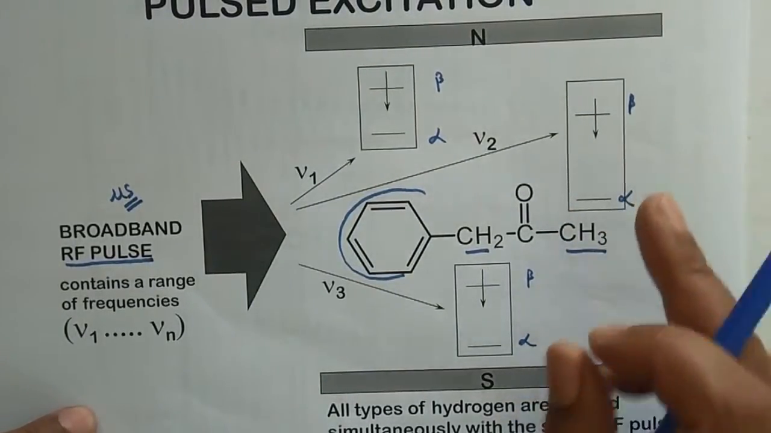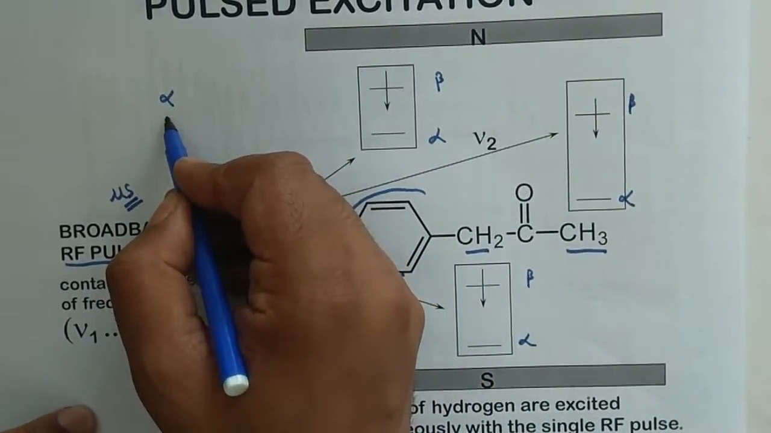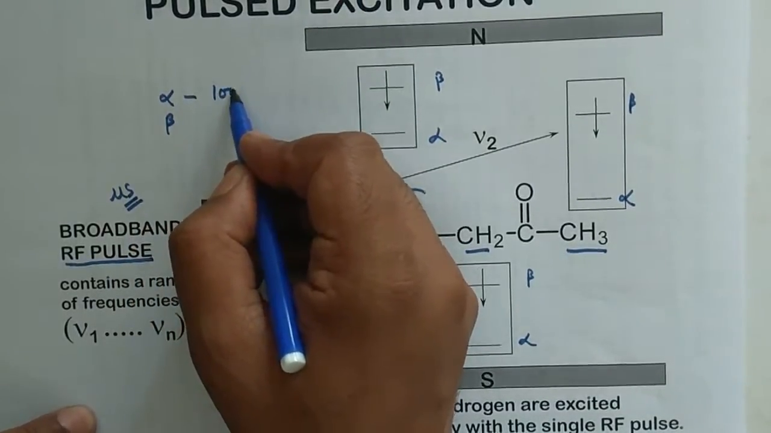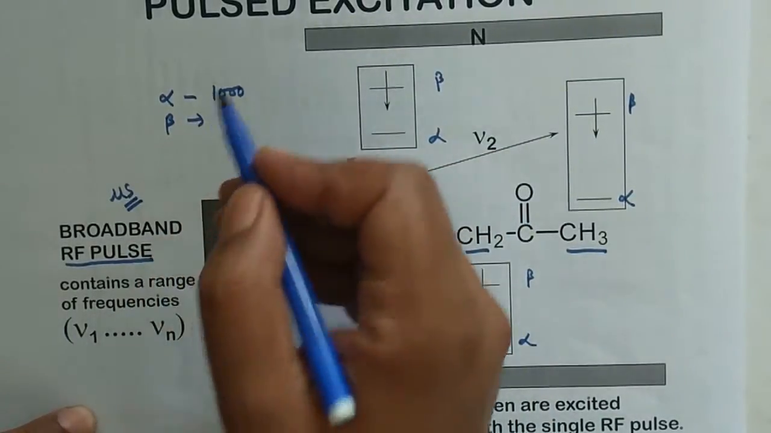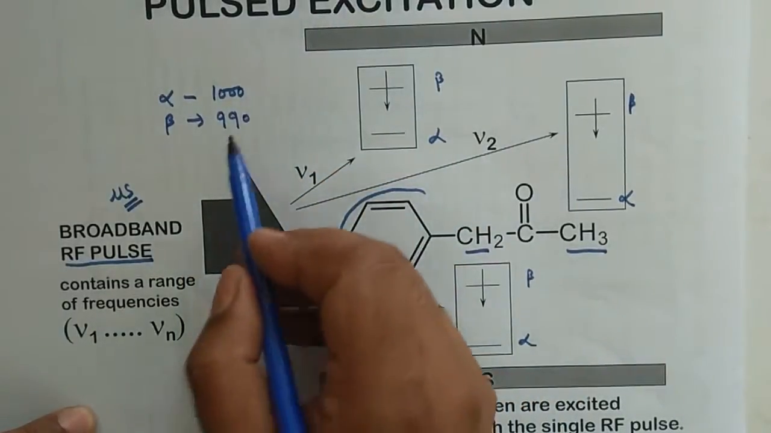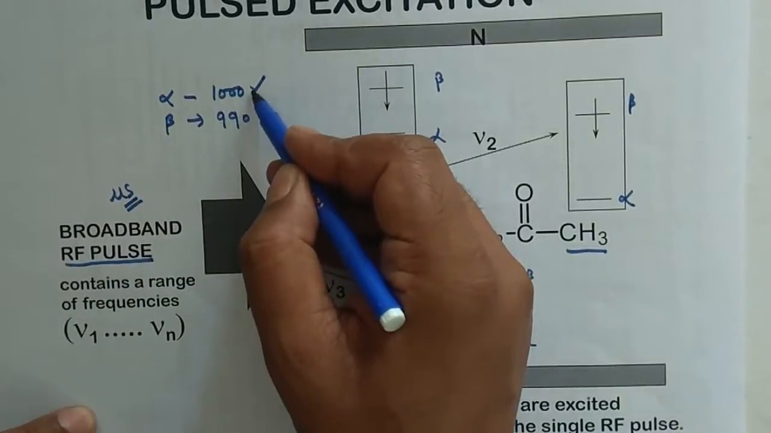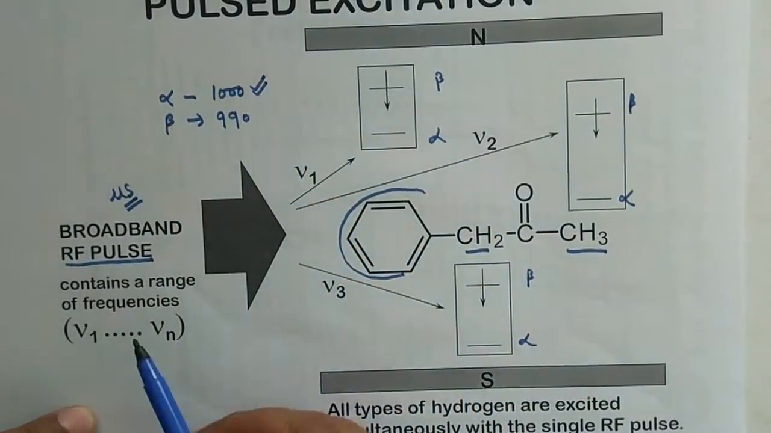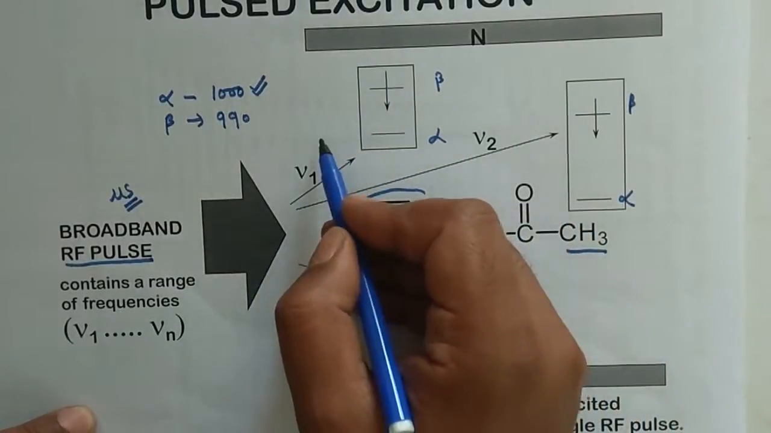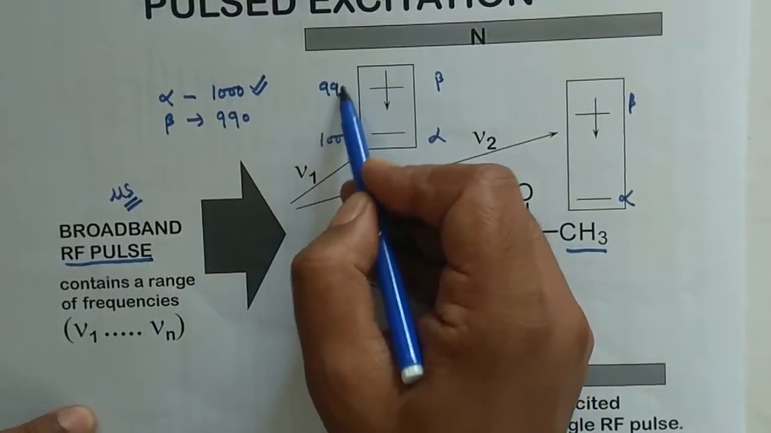Again, I am giving you the picture. For example, I have the alpha state and the beta state, and say I have 1000 nuclei here and 990 nuclei here. According to the Boltzmann distribution law, we will always have the excess nuclei in the lower spin state, that is in the alpha spin state. So in the alpha state I was having 1000, and here I'll have 990.